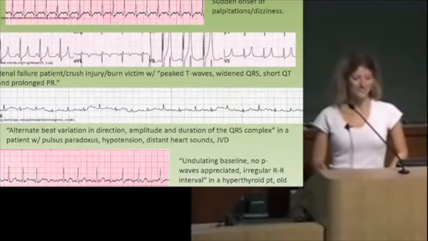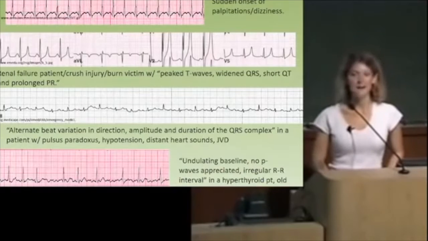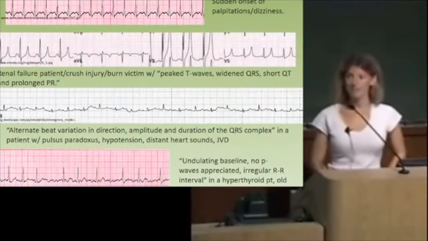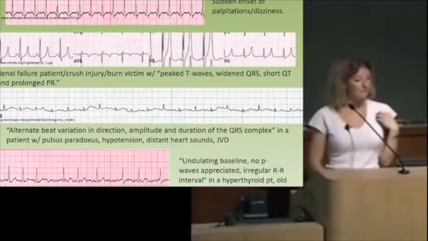So the baseline is kind of undulating, and that helps with the name. It's not MIT because we don't really see morphologically distinct P waves. It's kind of hard to see them because it's such low voltage. So the 2 hallmarks here is there's alternate beat variation in direction, so it's kind of undulating, and then it's very low voltage.